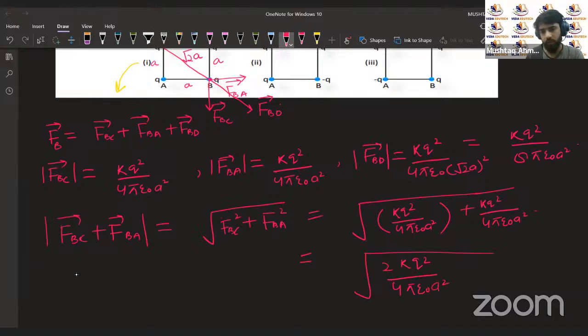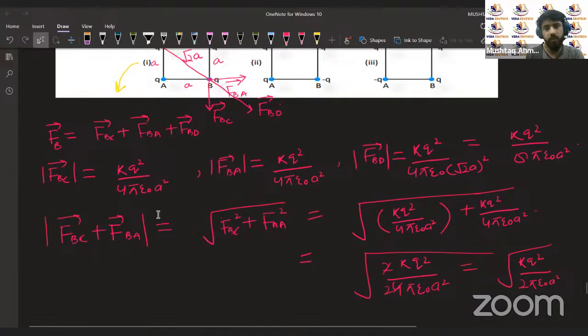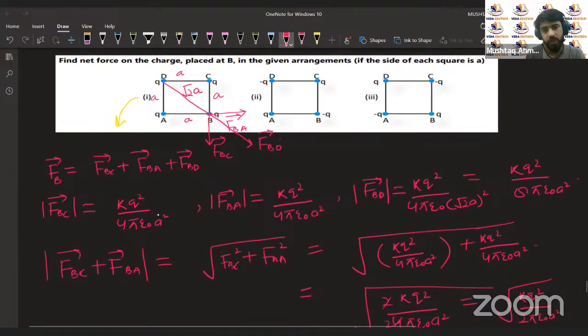A square. So from here 2 and 2 will go, so it will be left with KQ square upon 2 pi epsilon naught A square. So this will be the resultant of the two forces FBC and FBA. And this resultant will be along the force FBD here. This resultant of the two forces will be along the force FBD.